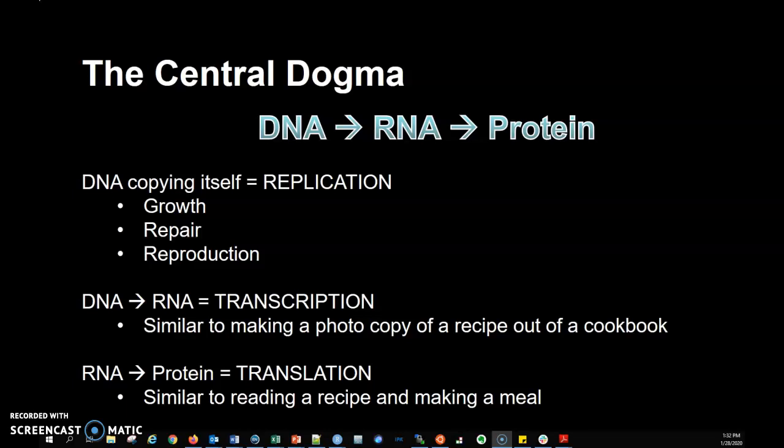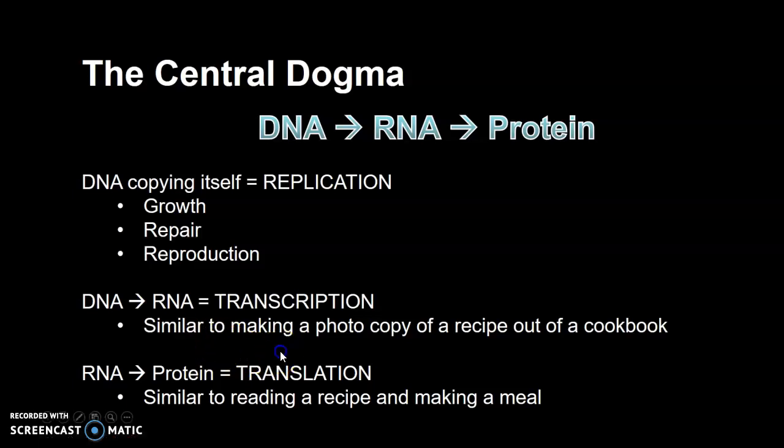Now, the process of DNA going to RNA is called transcription. This is very similar to making a photocopy of a recipe out of a cookbook. And RNA moving to protein is a process that's called translation. So reading the copy that was made and making the protein out of it. And remember that proteins, long strings of amino acids, perform specific jobs within the cell.